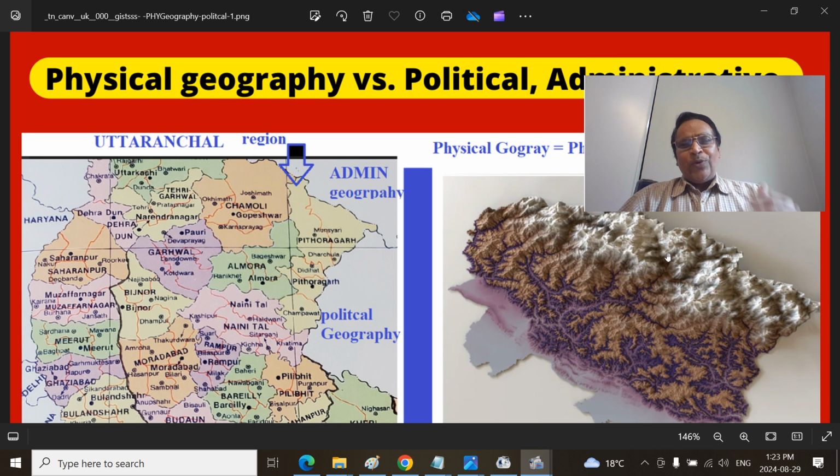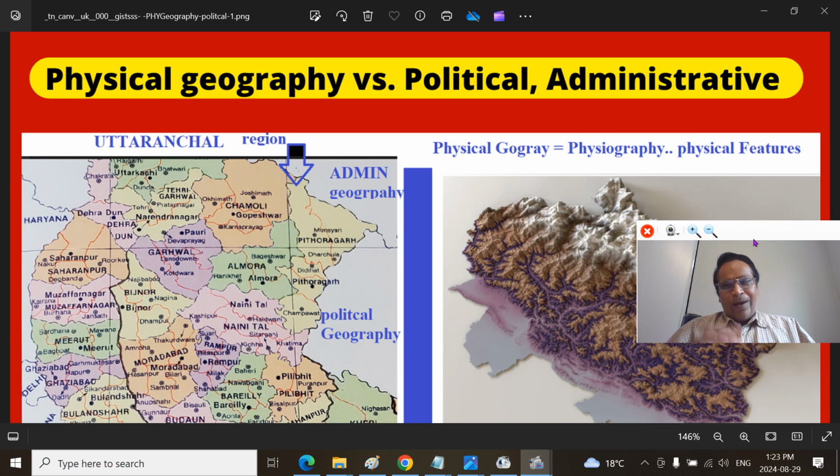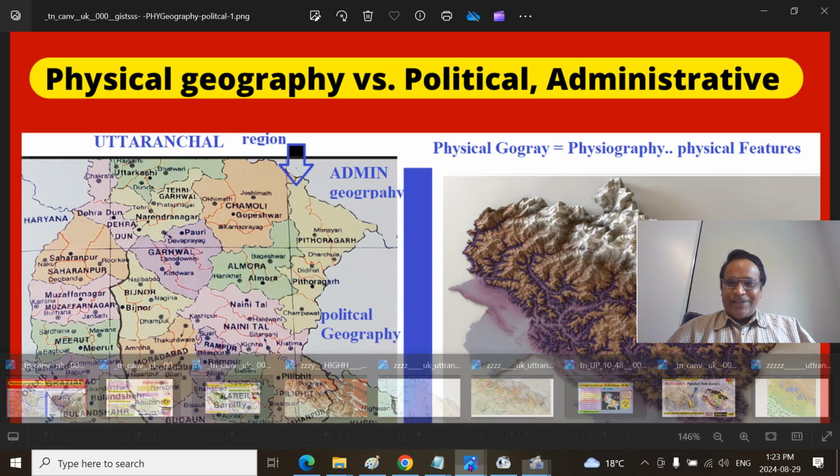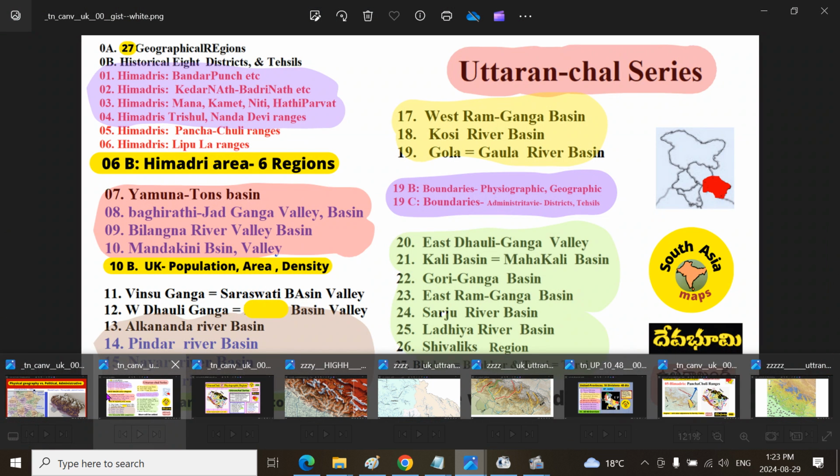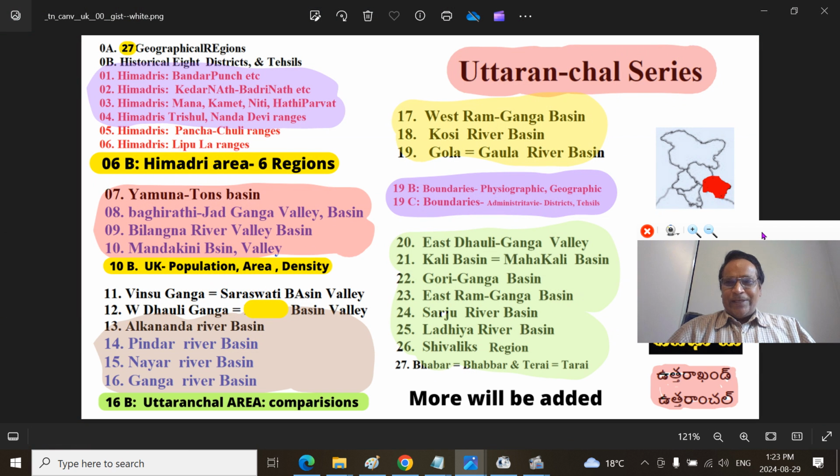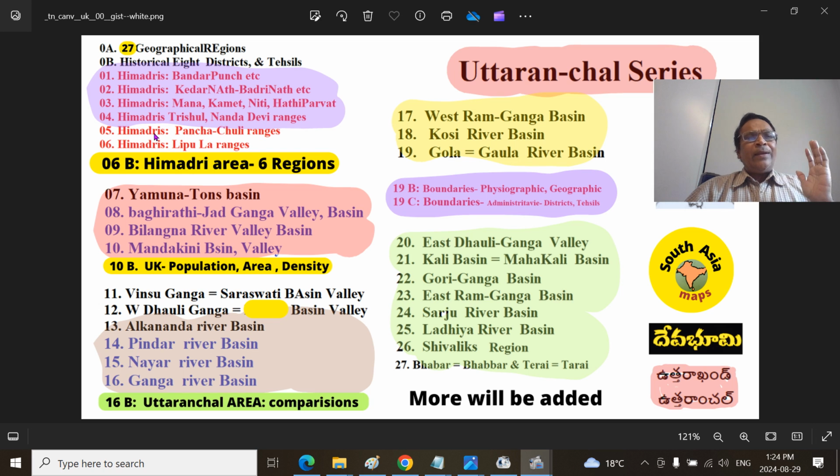When you take a look at this physical geography, you will get a deeper, broader understanding that will help you in discerning more about how the culture, society, economy and polity shaped this region. That is the essential part. And this is our Uttaranchal series, Mitrulara, and we are in Himadris, Greater Himalayas, that is part 5, Pancha Chuli ranges. All these I have prepared and I will upload them as soon as possible.